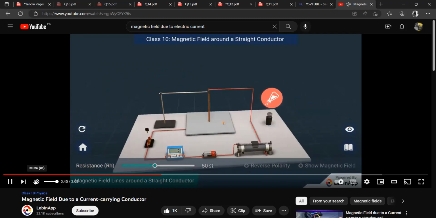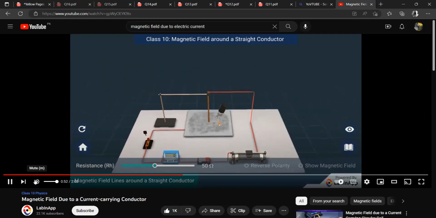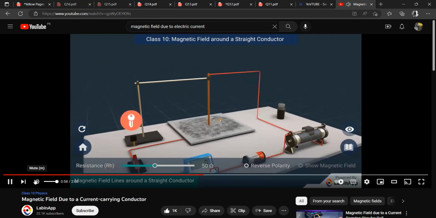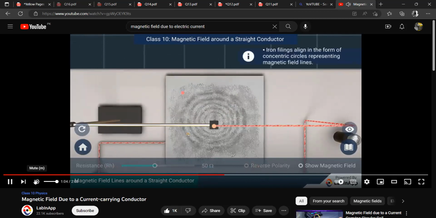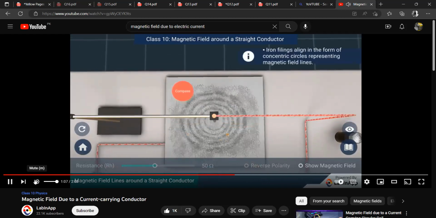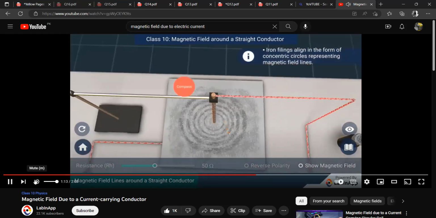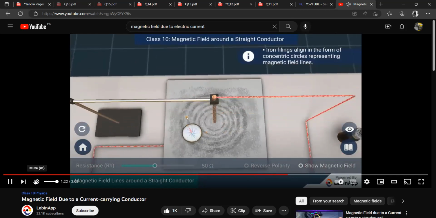Sprinkle iron filings around the conductor. Insert the plug key and observe. We can observe that the iron filings are aligning in a pattern of concentric circles. These represent magnetic field lines. Let's place the compass over these lines. The direction of the north pole of the compass represents the direction of these magnetic field lines. By moving the compass over the lines, we can see the direction at each point.